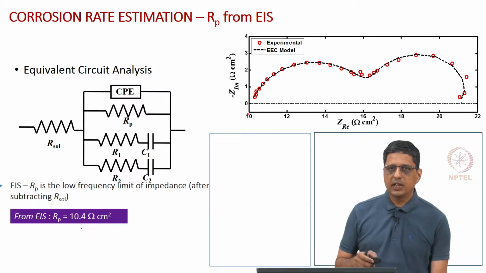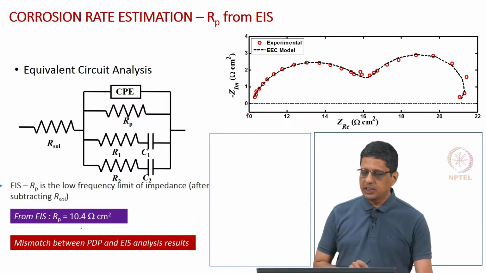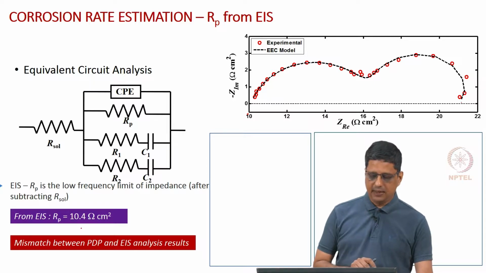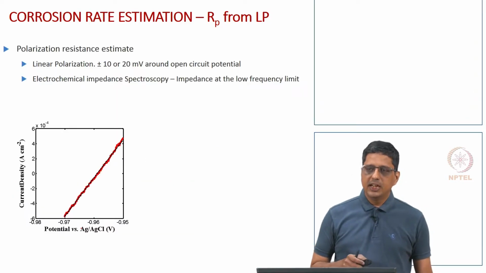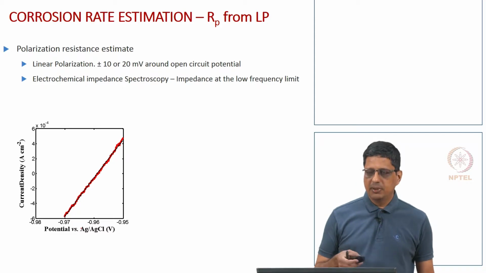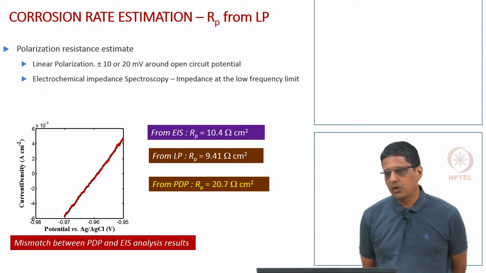So, obviously, this is quite different from what we got from Tafel analysis. So, there is a mismatch between potential dynamic polarization data and analysis versus impedance data. Now, we can do polarization experiments, linear polarization experiment, typically plus or minus 10 millivolt around the open circuit potential, and that is sort of equivalent to impedance at low frequency limit. If we do polarization experiment, we get 21 ohm again.